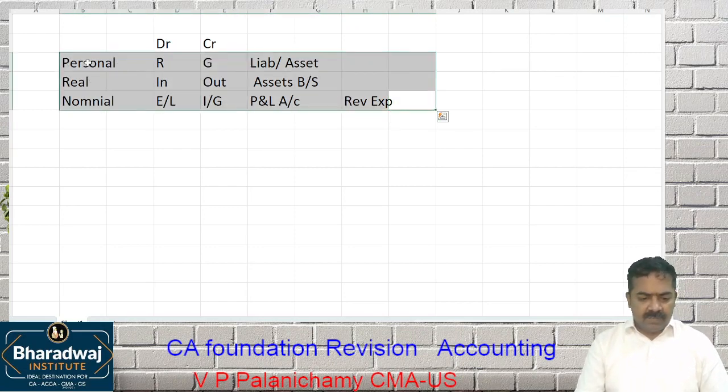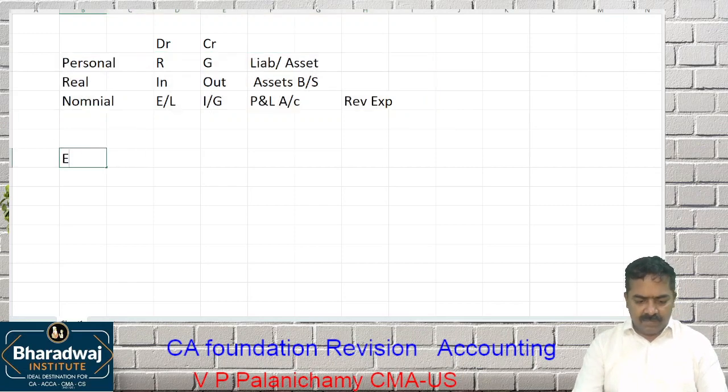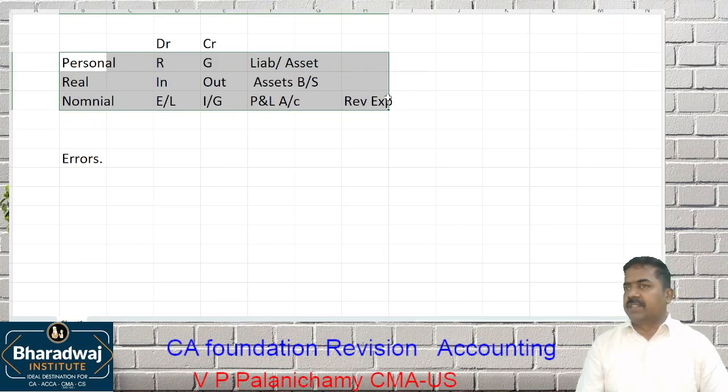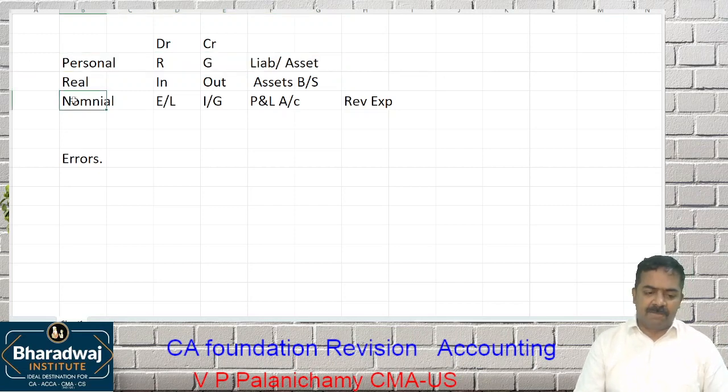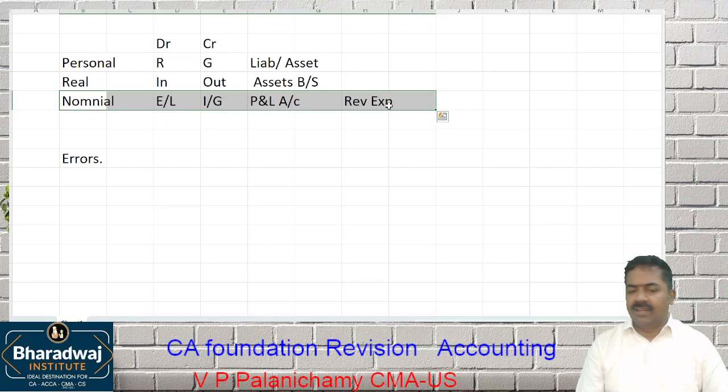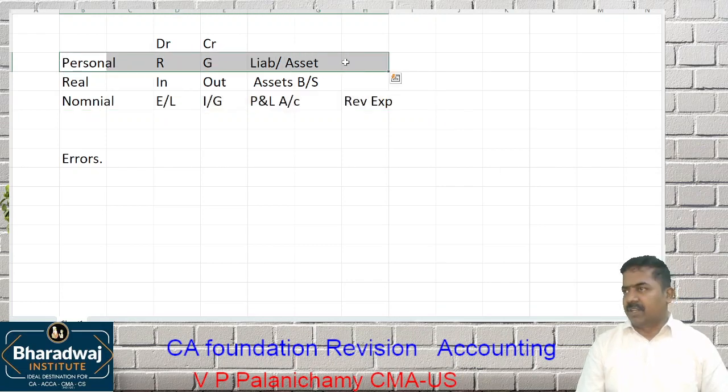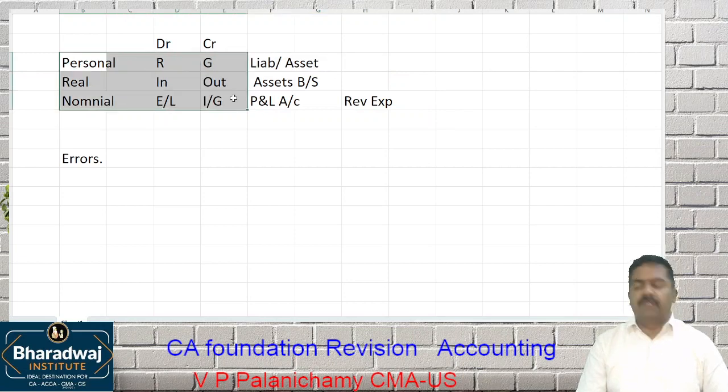Now, errors happen when you don't understand the principles correctly. For example, I paid rent to Mr. X. Instead of debiting rent account, I debit Mr. X account. This is called as which one? Instead of the nominal account, rent, I debit the personal account. This is called error of principle. The basic principle itself you have not understood properly. That's why you are making that error.